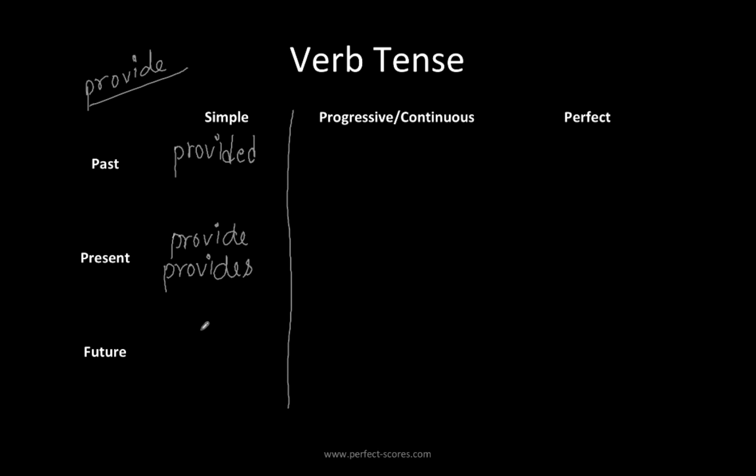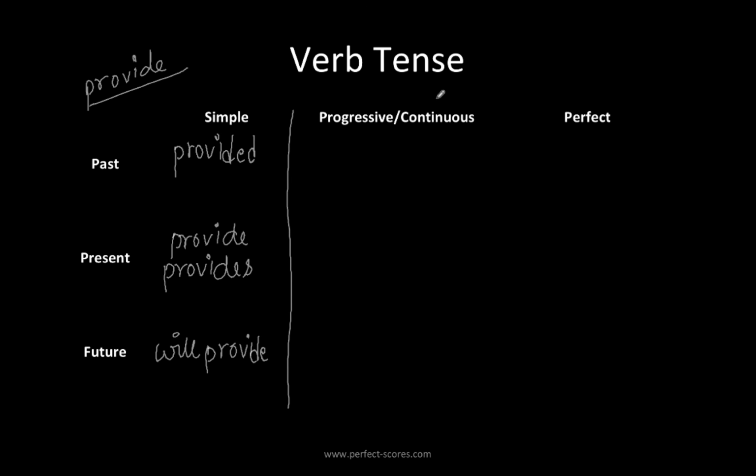Then the simple future, all you need to do is put a will. I will provide, you will provide, they will provide, he will provide, she will provide. So there's no such tense known as will provides. So that is the simple tense.